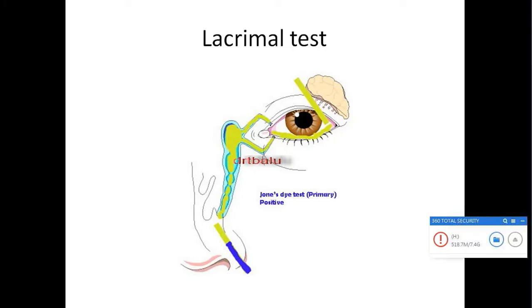This test is mandatory before doing any cataract surgery to know the nasolacrimal duct patency. If there is any infection in the sac and you do cataract surgery, the chances of bacterial endophthalmitis will be there. So before admitting all cases of cataract surgery, we will check the nasolacrimal duct patency by doing the lacrimal test or by lacrimal syringing.